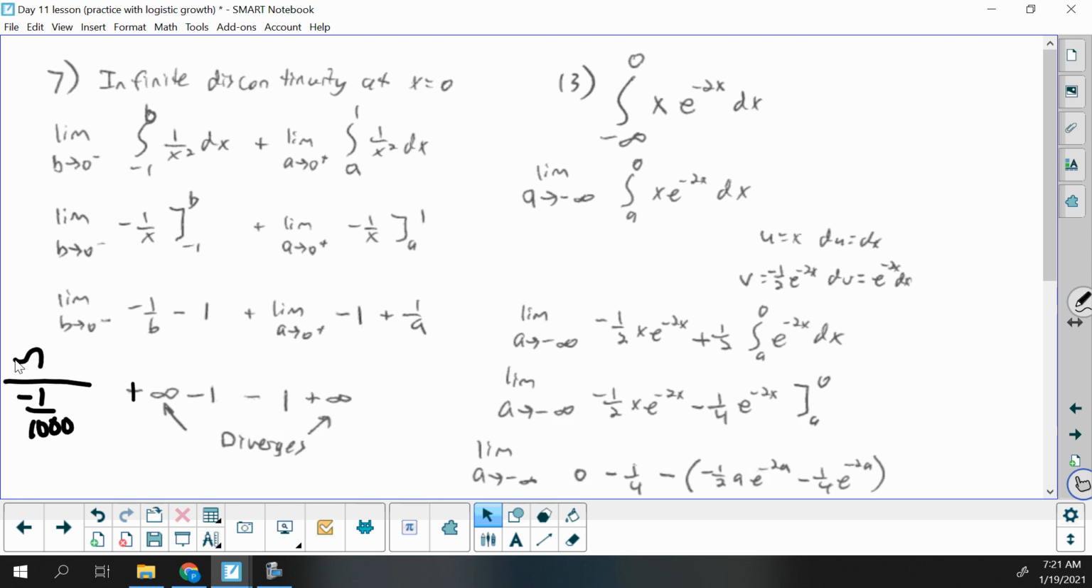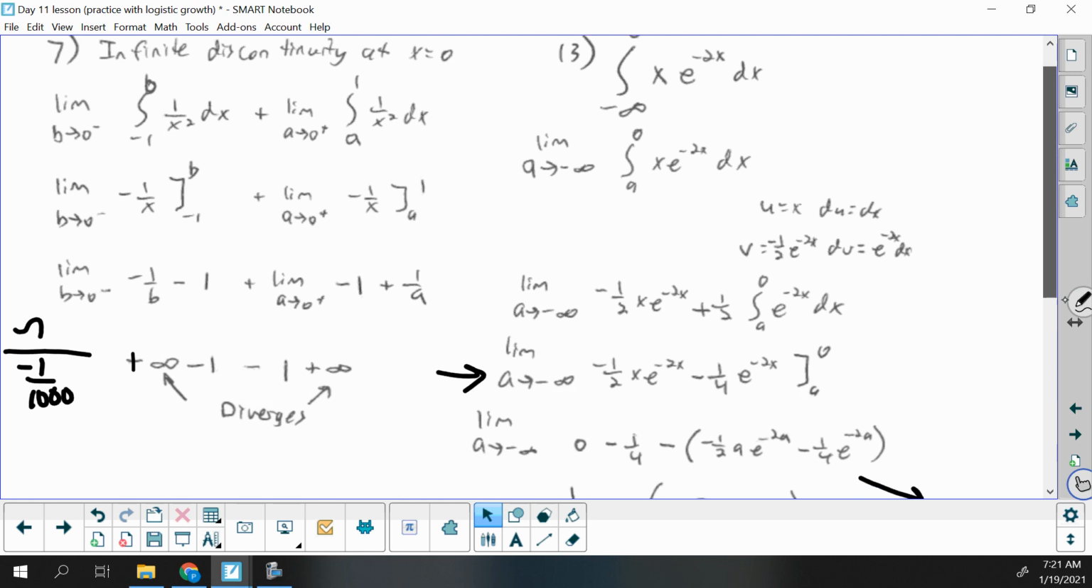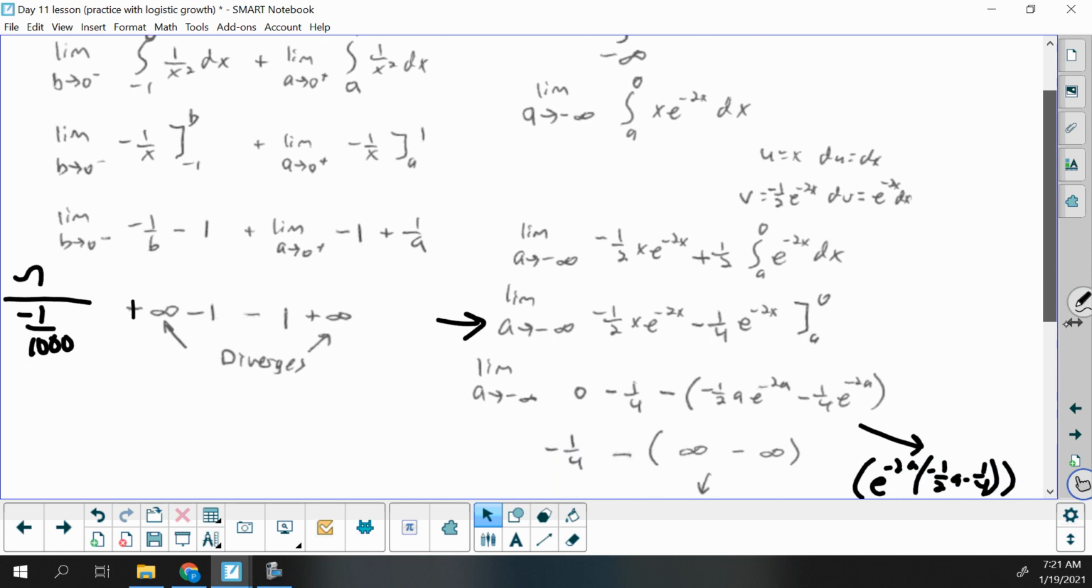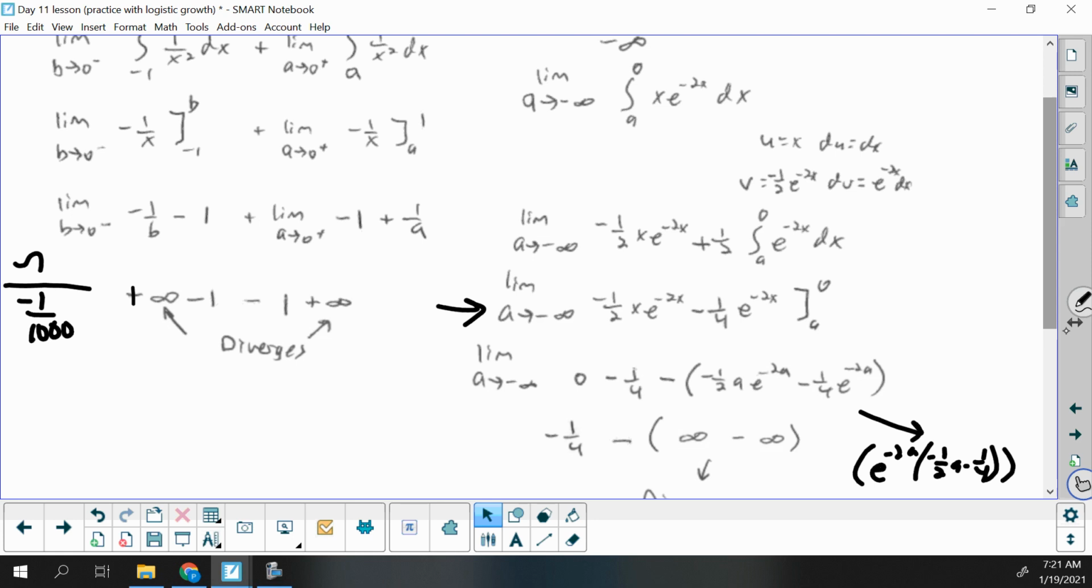In 13, our issue was the negative infinity for our lower bound. So write it as a limit. This is a mismatch product, so you've got to do integration by parts. U would want to be our polynomial. That's our third one in our hierarchy. So go ahead and do your integration by parts, and that takes you down to here. Sub in your 0 gives you 0 for the first term, and -1/4 for the second term, and then minus, put in parentheses, fill in your a's.